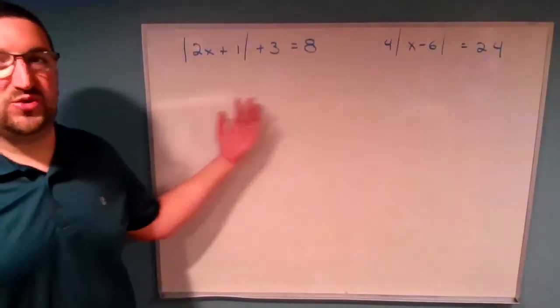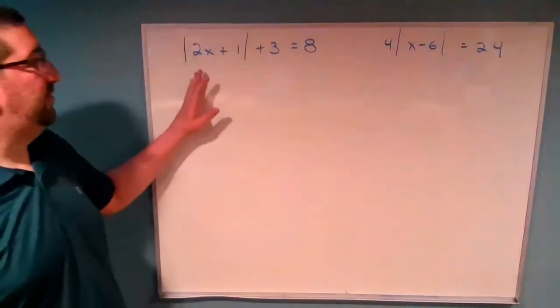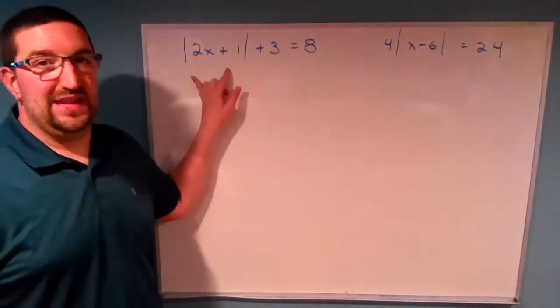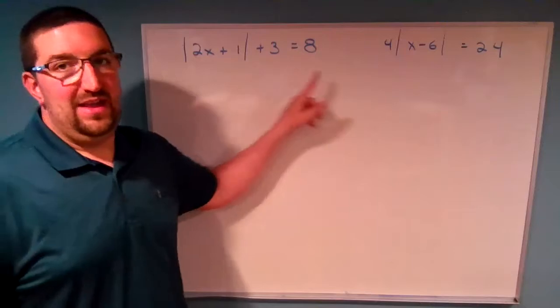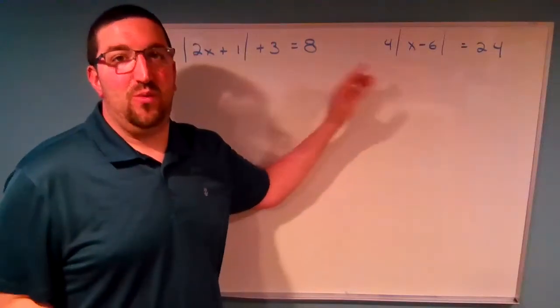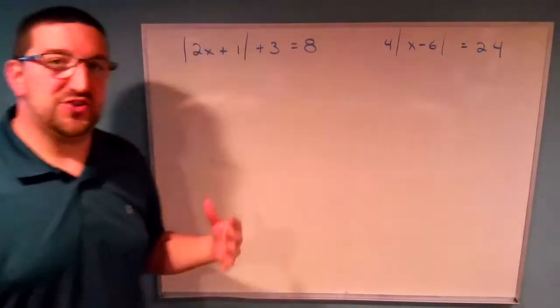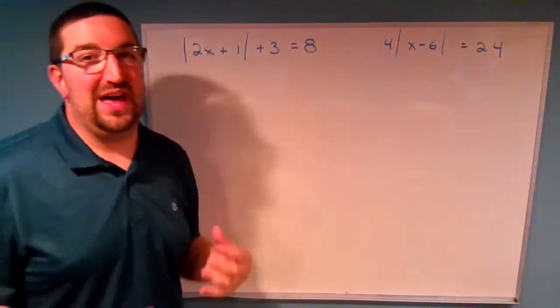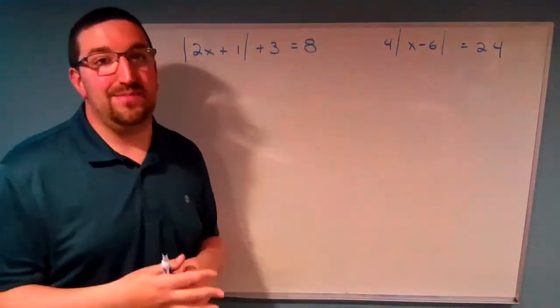Here I have our next two problems. As you can see with these two problems, we have something going on the same side of the absolute value bar, right? On the outside of it, what we have to do first is we have to make sure, before we break it up into those two equations, that the absolute value bar is isolated on one side by itself.